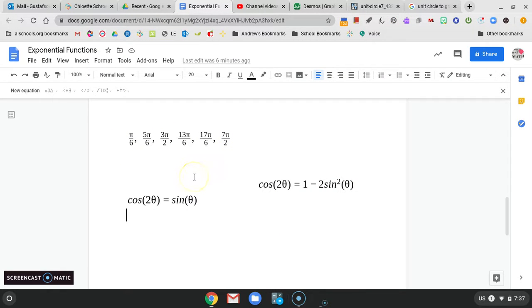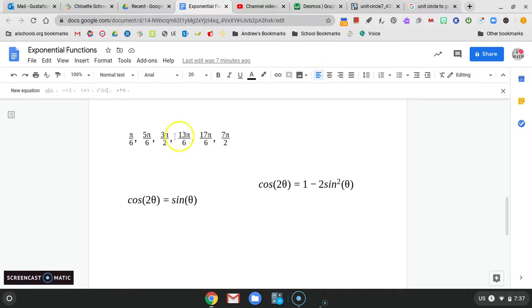The relationship between those values is that pi over 6 was our first one. If you add 2 pi to that, now it's a fraction, so instead of 2 pi, I'm going to say 12 pi over 6, because 12 divided by 6 is 2. Pi over 6 plus 12 pi over 6 is 13 pi over 6. So if we add 2 pi to pi over 6, we get this next one over here. 5 pi over 6, if you add 12 pi over 6 to that, if you add 2 pi, one full loop around the circle, 17 pi over 6.